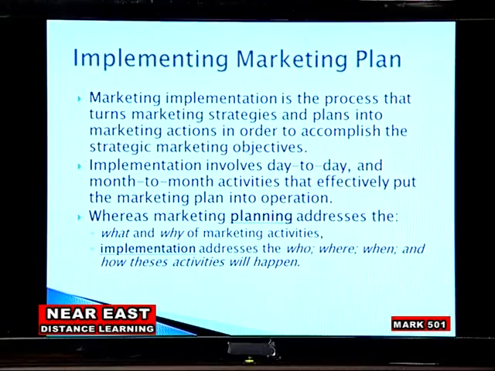Now, implementation, here's the definition, is the process that turns marketing strategies and plans into marketing actions in order to accomplish the strategic marketing objectives. So, control and evaluation together means implementing the plan. You have objectives, and against these objectives you set up a strategy and a program to achieve that strategy and then reach the objective. It may include day-to-day, week-to-week, month-to-month checking on what's going on, or longer periods maybe.